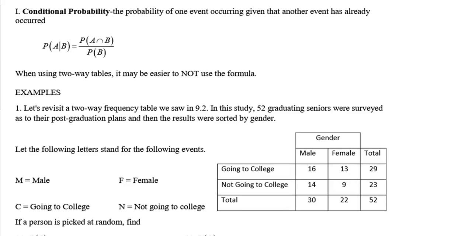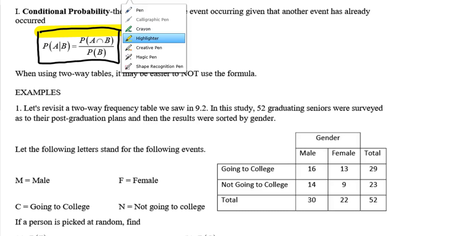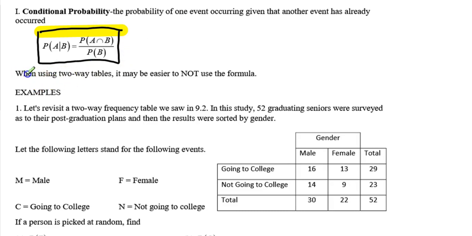In this recording, we're going to learn about conditional probability. And that's the probability of one event occurring given that another event has already occurred. So there's a formula here that we will know about, but in addition to knowing the formula, as it says here, when using two-way tables, it may be easier not to use the formula.